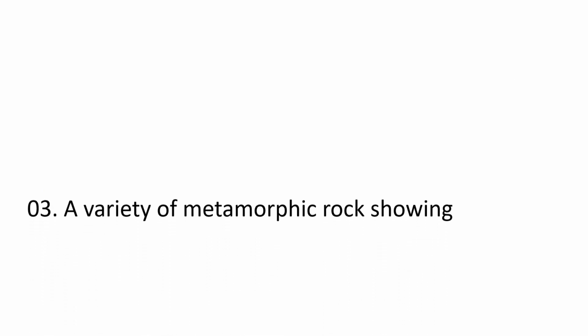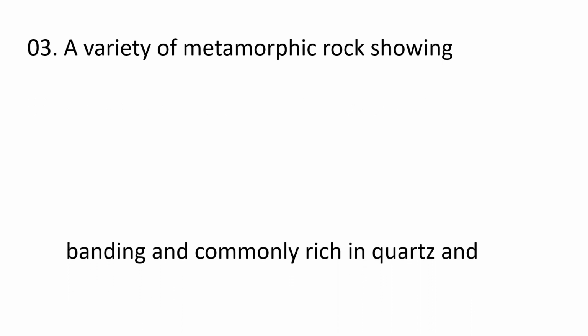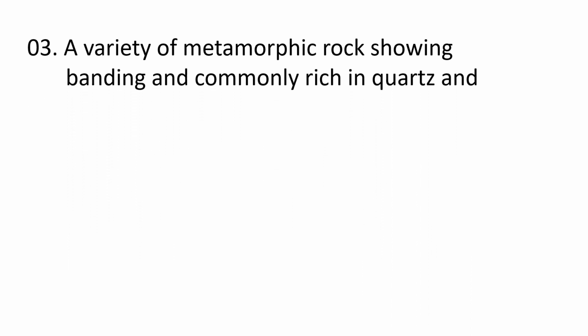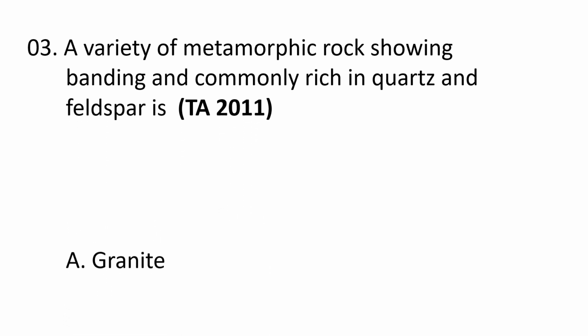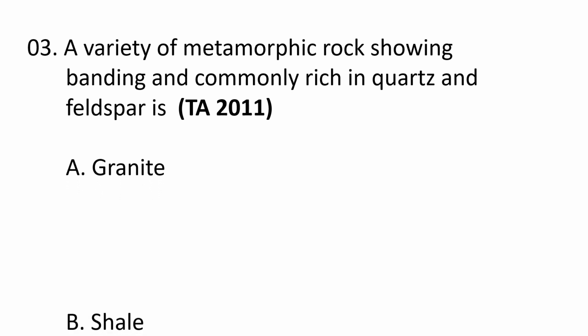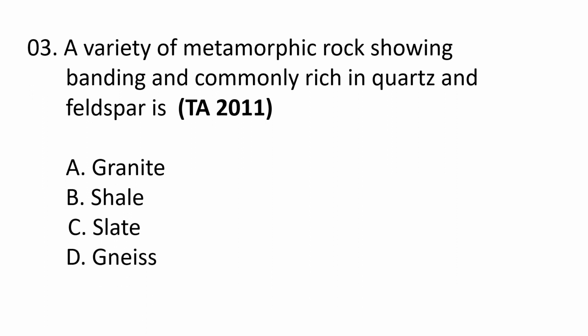Third question. A variety of metamorphic rock showing banding and commonly rich in quartz and feldspar is. Choices are A. Granite, B. Shale, C. Slate, D. Gneiss. The correct answer is D, gneiss. It's a metamorphic rock showing banding nature and commonly contains quartz and feldspar.